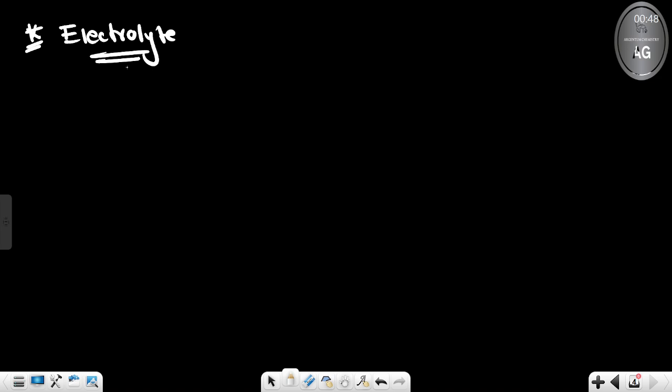Clear? So please read the definitions from the book, because I don't have that much time. They can write the definitions here. Okay. So the electrolyte is understood. The electrolyte is the substance which has to be there so that the electron transfer can happen between the two electrodes.